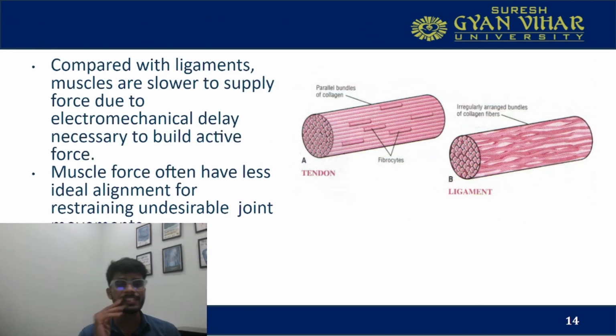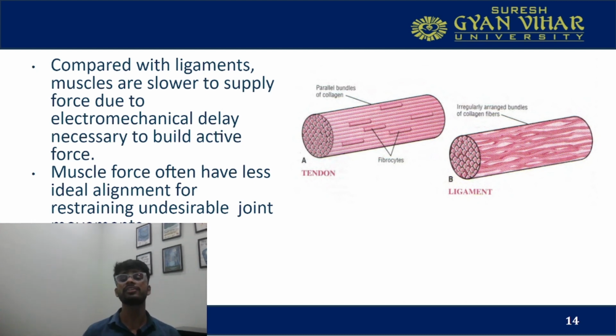Now as you can see in this example, the tendon fibers are parallel in only one direction, but in ligaments they are irregularly arranged. So a tendon can resist best if the force is parallel to the direction of these fibers, but a ligament can actually provide resistance in multiple directions because they are arranged in an irregular manner. Compared with the ligaments, muscles are always slower to supply force because there is an electromechanical delay to build active force.